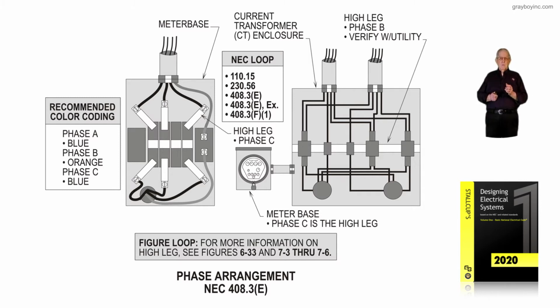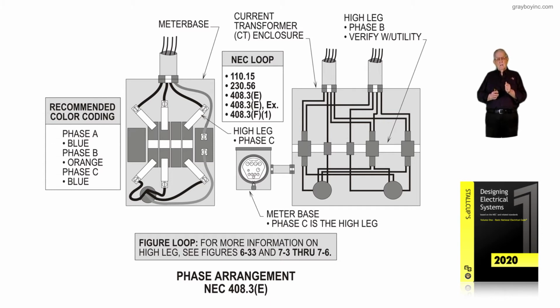Now, let's review the figure loop. And it basically says if you want more information concerning this high leg, see figures 6-33 and 7-3 through 7-6. And that way we can read and learn all about this high leg if we are designing or making an installation. We haven't done this in a long time, and we want to know more about this high leg.